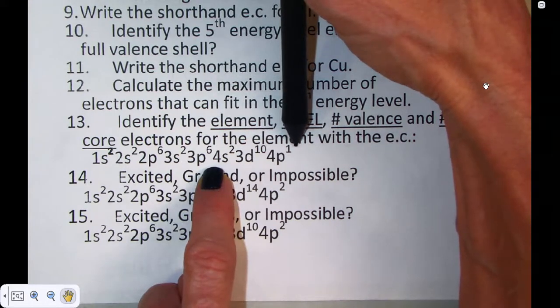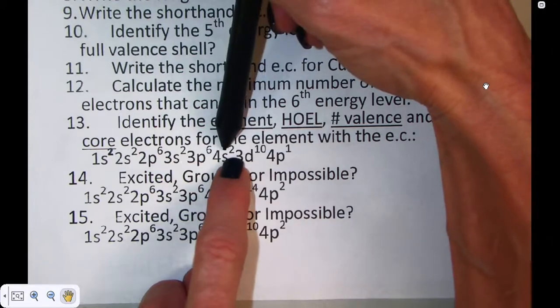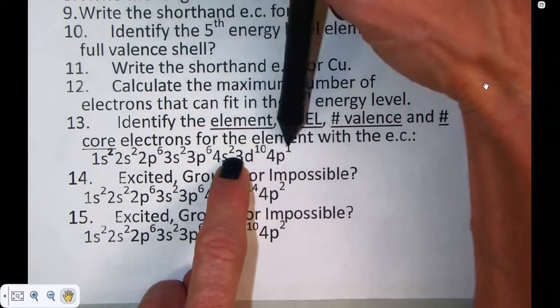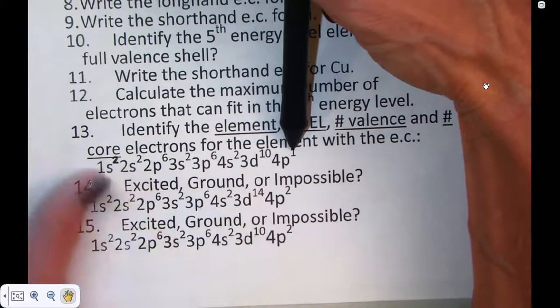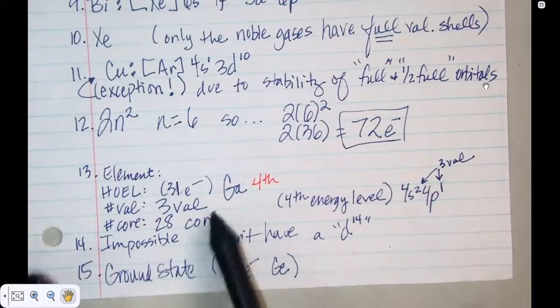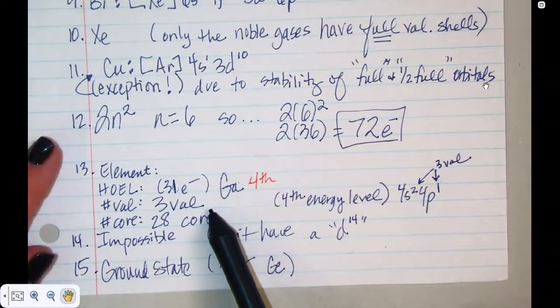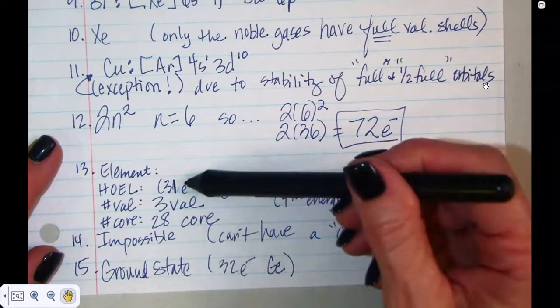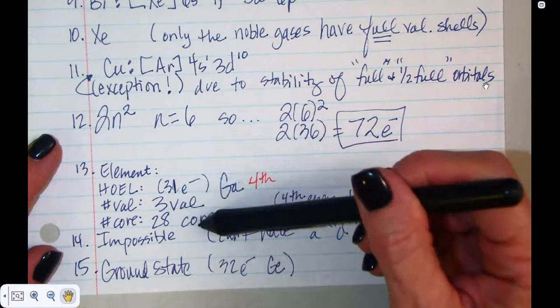Once you identify that, that is how you determine how many valence electrons that atom has. So if you add up all the electrons in the fourth, there are 2 in the s orbital and 1 in the p orbital. 2 plus 1 is 3 valence electrons. So you should have said that there were 3 valence electrons, and then that leaves the remaining electrons, or what we call the core electrons. So your 31 total minus 3 gave you 28 core electrons.